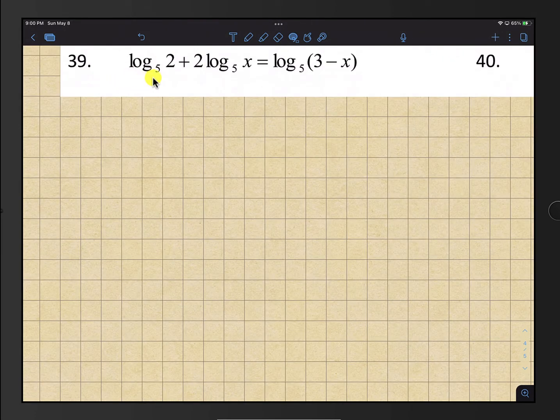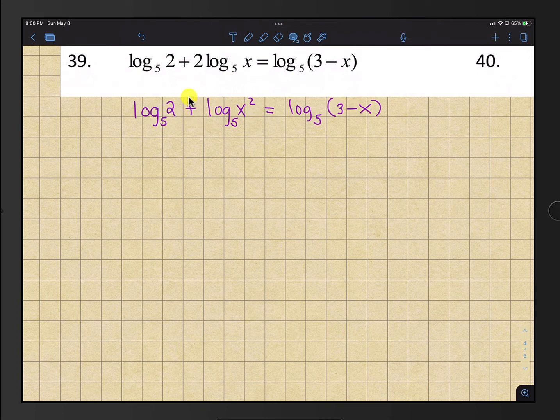And here's number 39. We have log base 5 of 2 plus 2 log base 5 of x equals log base 5 of 3 minus x. Well, let's take this 2 and move it into the exponent position. So that'll be log base 5 of x squared here. So this is what we would have on the next line.